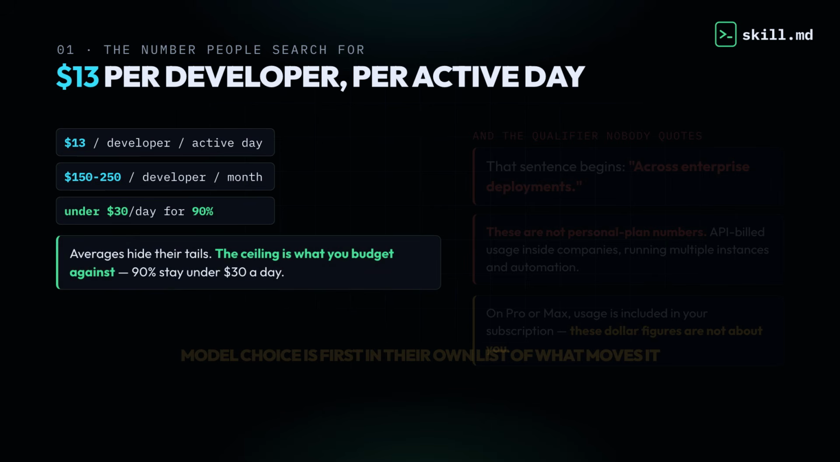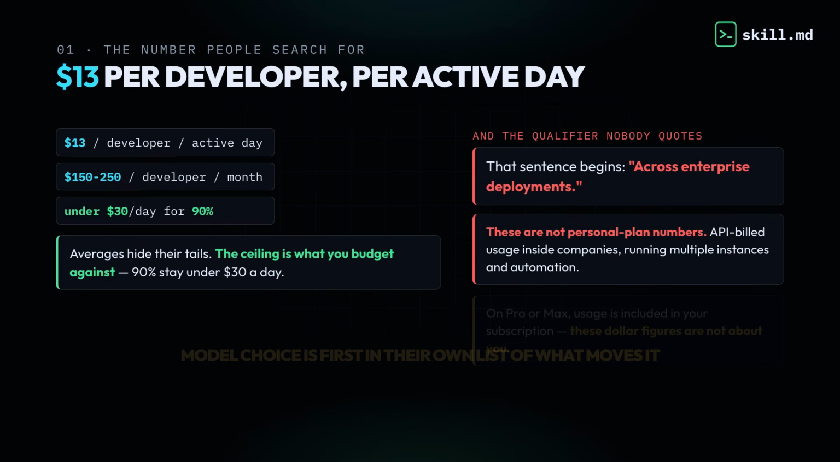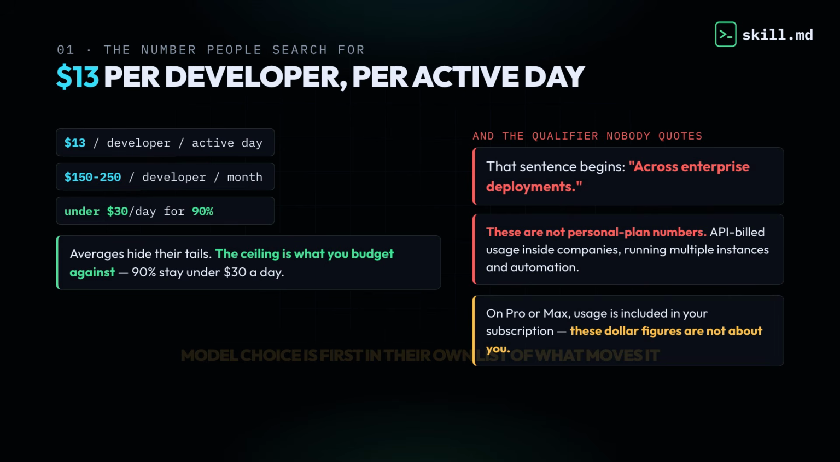Now the qualifier, and please don't skip it, because this is where people misread the whole thing. That sentence begins, across enterprise deployments. These are not personal plan numbers. This is API build usage inside companies, where people run multiple instances and automation. If you're on Pro or Max, your usage is included in your subscription, and these dollar figures are simply not about you.